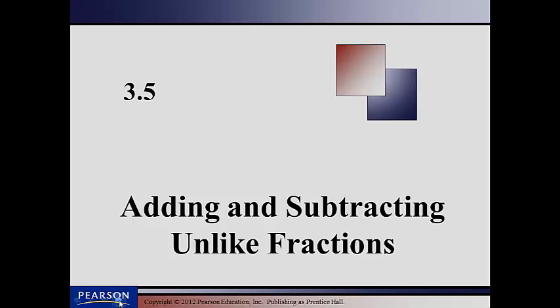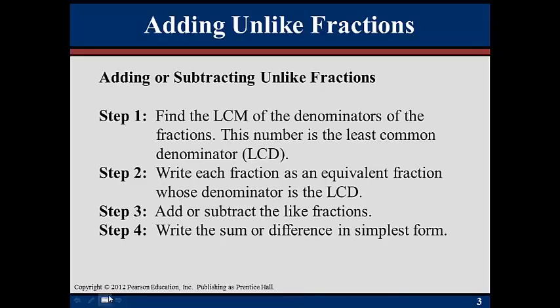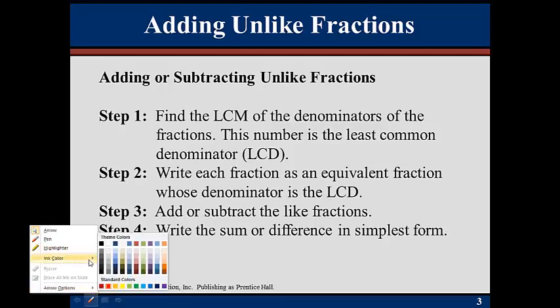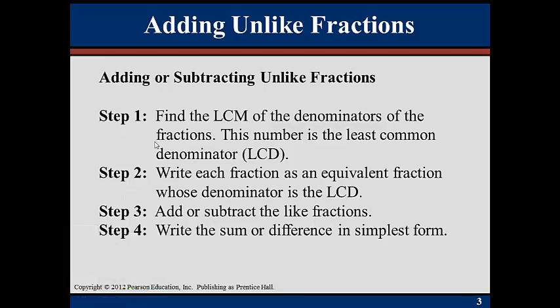Unlike fractions. Steps for adding and subtracting unlike fractions. Step 1, you're going to find the LCM of the denominators of all the fractions. This number is going to become the LCD. So you're going to follow the steps for finding the LCM, which is the least common multiple, and that basically is the same thing as the least common denominator. And then in step 2, you're going to write each fraction as an equivalent fraction whose denominator is the LCD.